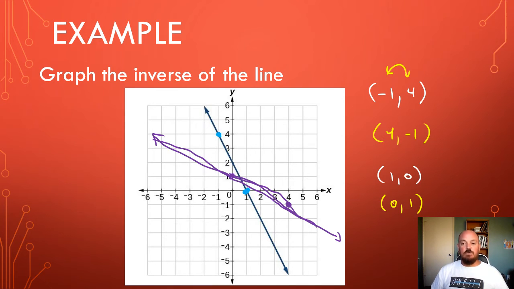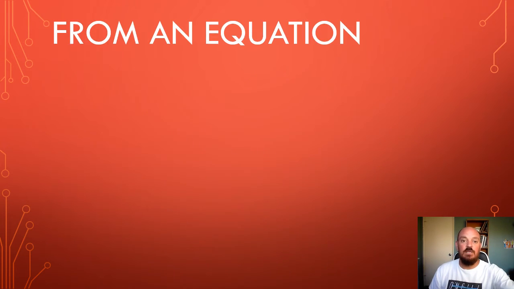So both of our first two examples were all about points. It was about taking a point, switching the x and y, and you have the inverse. For our last topic, let's talk about when you don't have points, when you have an equation, like a line, y equals mx plus b.